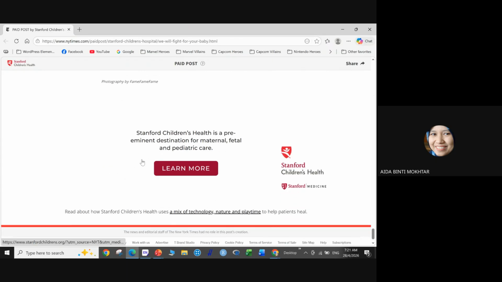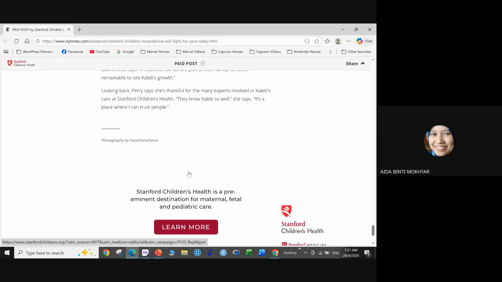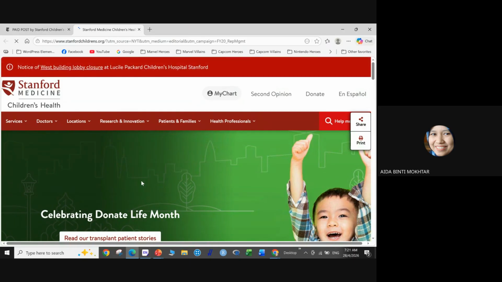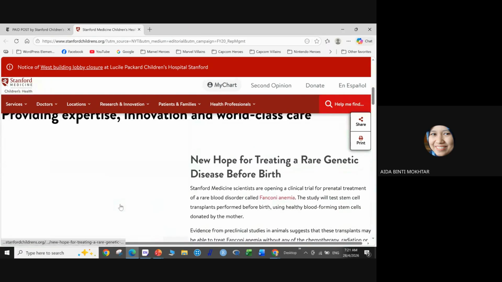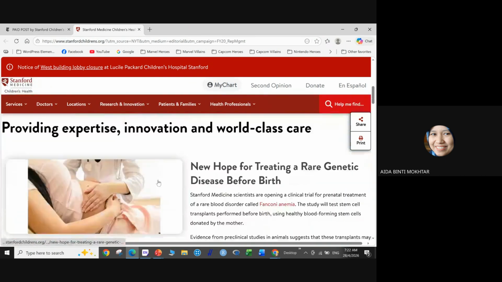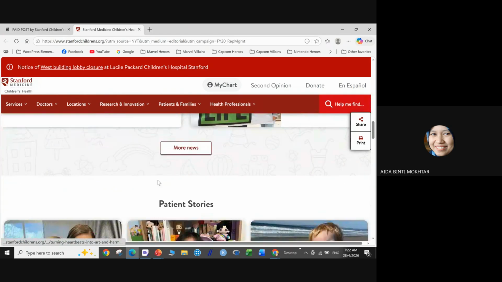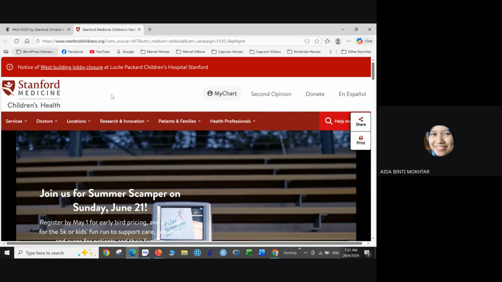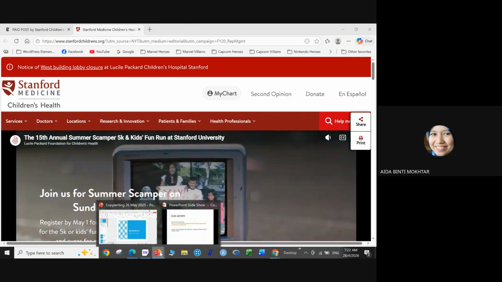And this is where the call to action is. What the advertorial wants you to do is to learn more about this. So if you click here, it will go to the website. And then you can find out about the services, the doctors and locations, research, innovation, patients and families, health professionals. You could get information that is relevant to these topics. And of course, more pictures and patient stories. So it's basically selling this hospital through storytelling.